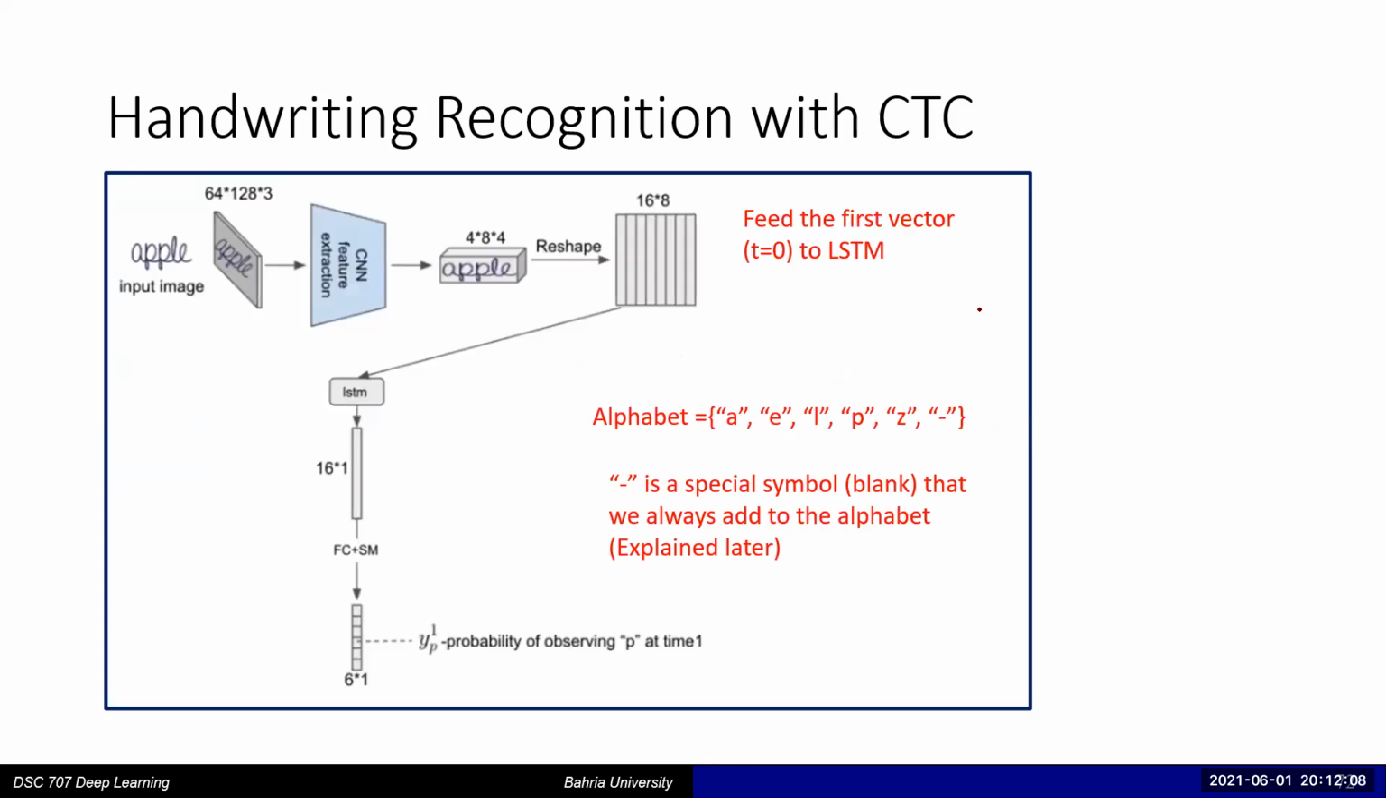In order to understand this, whenever we are solving a text problem, we have a vocabulary. In this case, we say our vocabulary is A, E, L, P, Z. In addition to all of these characters, in the vocabulary we introduce a special character, which is represented by this hyphen or dash here. You can represent it by any symbol like lambda or eta or epsilon, anything, but here we are representing it by this dash. This is not a blank, this is not a space. This is a special character that we'll use for some special purpose.